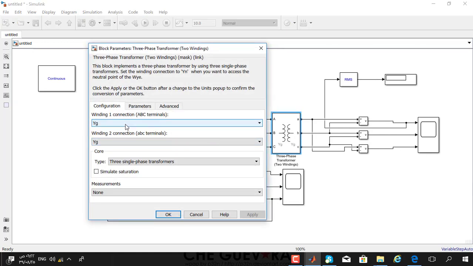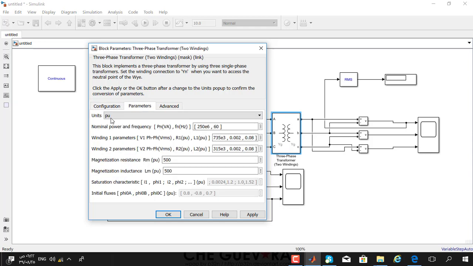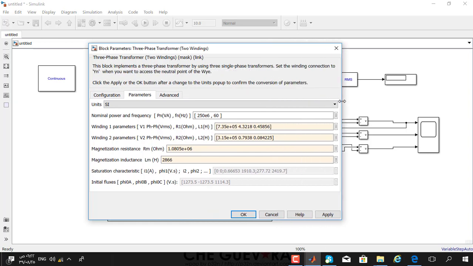Our connection is Y connection, so we choose Y and Y. Our parameters, we choose the units SI units, and because we have an ideal transformer, our experiment is about ideal transformers, so we have no value for the inductance. The last value, as you can see here, is the value for inductance. We make it 0 because our experiment is an ideal transformer.